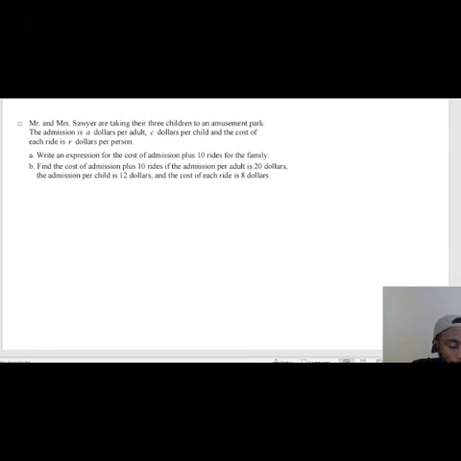Now we have this example here about Mr. and Mrs. Sawyer. Mr. and Mrs. Sawyer are taking their 3 children to an amusement park. The admission is $8 per adult, so one adult equals $8. Now $6 per child, so one child equals $6. And the cost of each ride is a certain number of dollars per person.